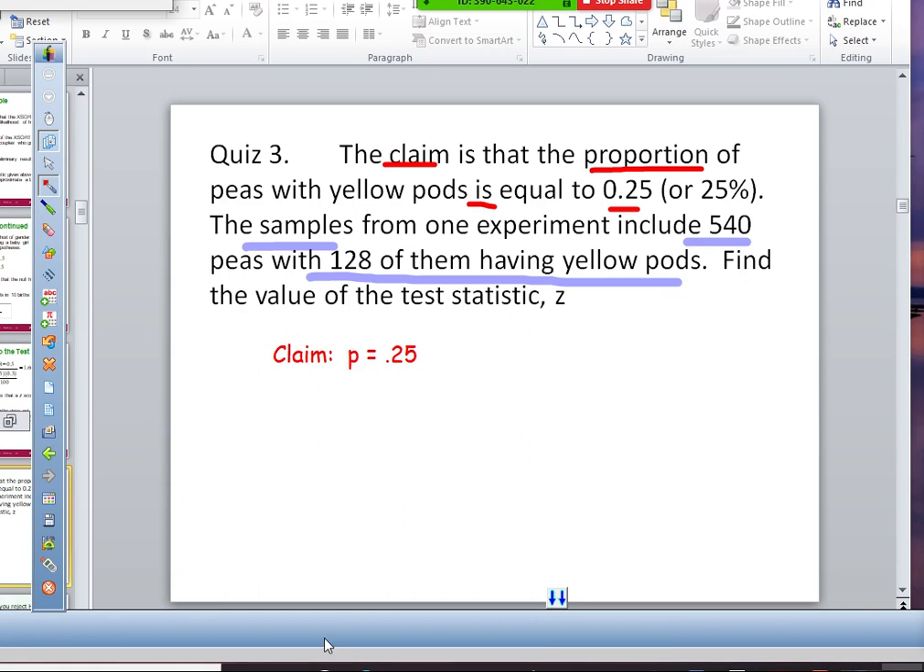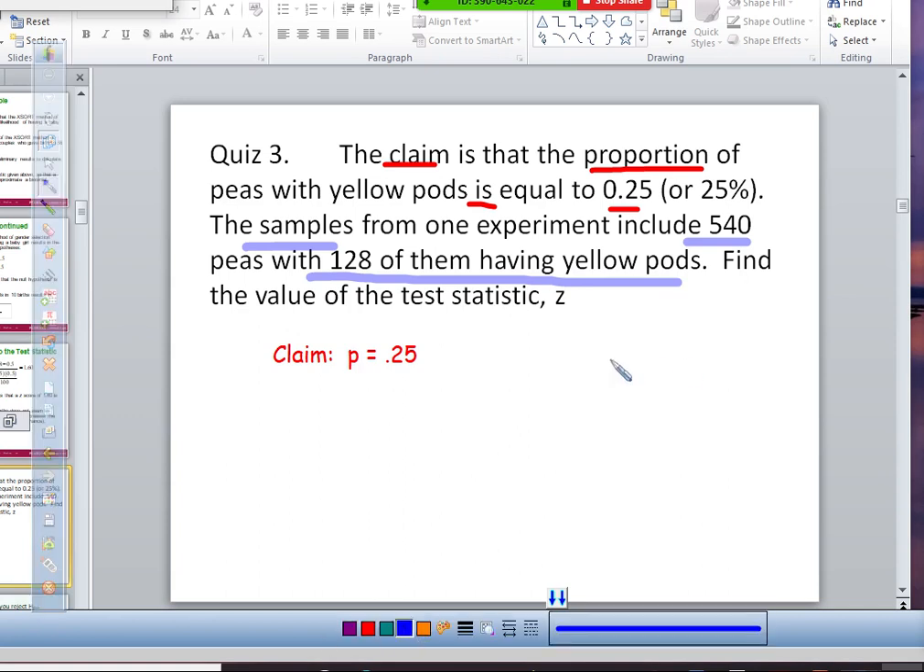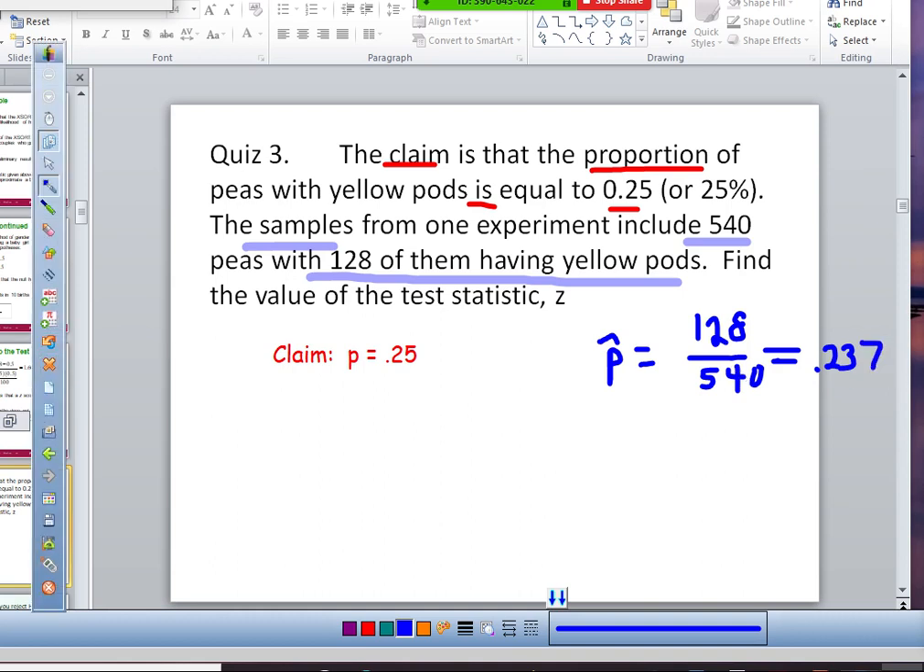So that means my sample p hat had 128 out of 540 that were yellow. And this is 0.237, is that right? Is that what you guys got? 0.237, I think. Good? Okay, I'm getting some nods. 0.237. Perfect. Great.